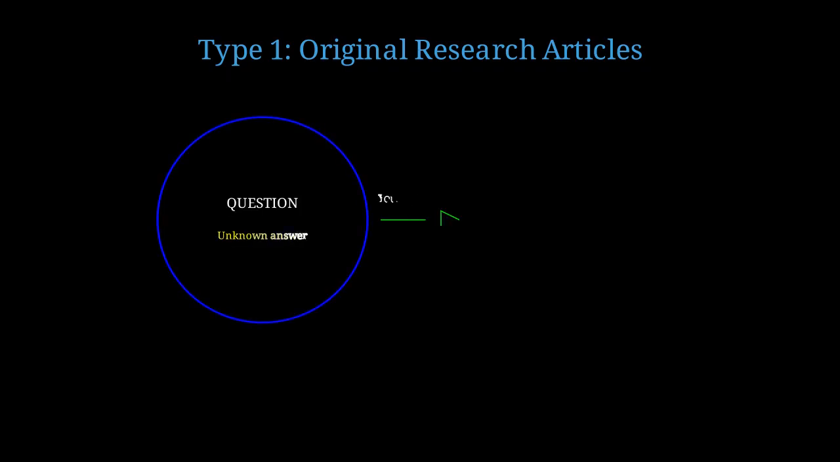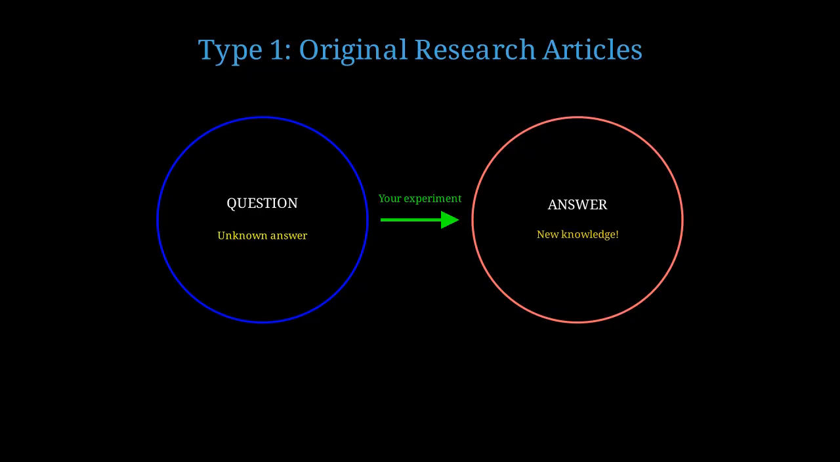Let's talk about the different types of scientific papers that exist. Understanding these categories will help you figure out which path is right for you. Type 1 is original research articles. This is the big one. These present completely new data from experiments or studies that nobody has done before. Here's how it works. You start with a question that doesn't have a known answer. You design and conduct experiments to investigate it. Then you present your findings as new knowledge for the world.